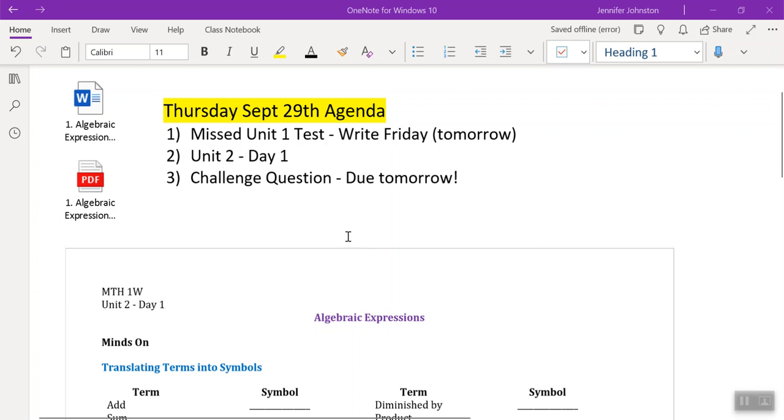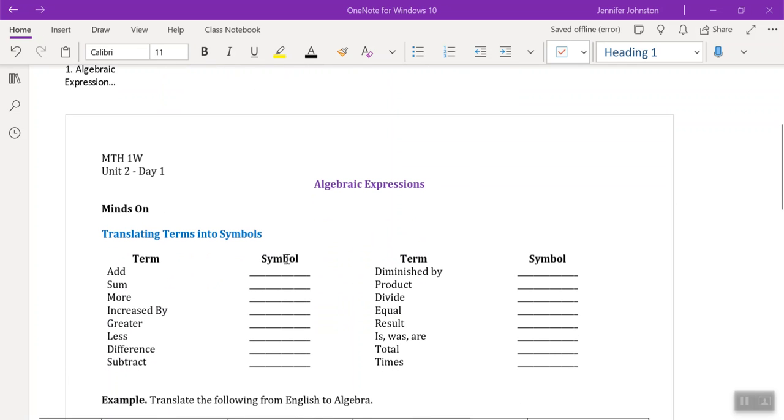If you missed your Unit 1 test yesterday, then you are going to finish that tomorrow, Friday. You're going to write that on Friday. Today we're going to be looking at Unit 2, Day 1, and there's also a challenge question. There are 2 questions. You can pick both questions to do or just 1 question to do, but that will be due tomorrow. All right, so let's take a peek at some of these algebraic expressions.